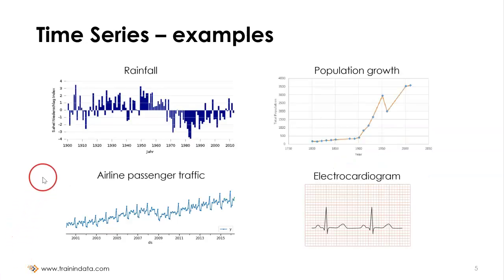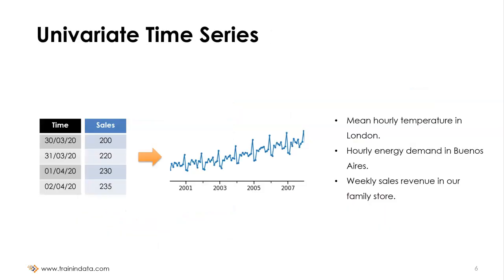Here we have some visual examples of time series data. Here we have an example of rainfall over the years. In this plot, we see the number of people, or in other words, the population growth, again over the years. This plot shows us the number of passengers in an airline, again over the years, and here we have the signal of an electrocardiogram.